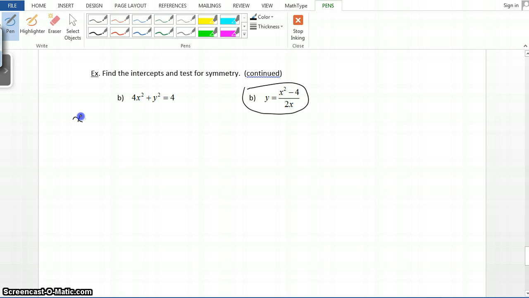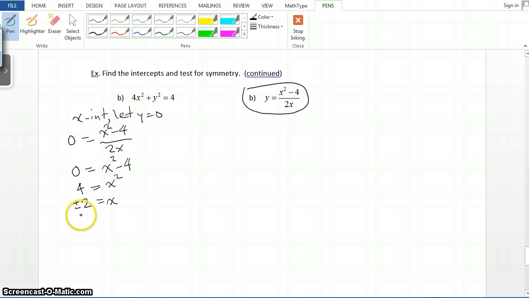So let's do the x-intercept. We let y equal 0. Okay, y is over here: minus 4 over 2x. Alright, for a rational expression to equal 0, we are concerned only with the numerator. You can either factor that right-hand side or bring the 4 over. Here's the square root. Use the square root method. My two x-intercepts are positive 2 and negative 2.